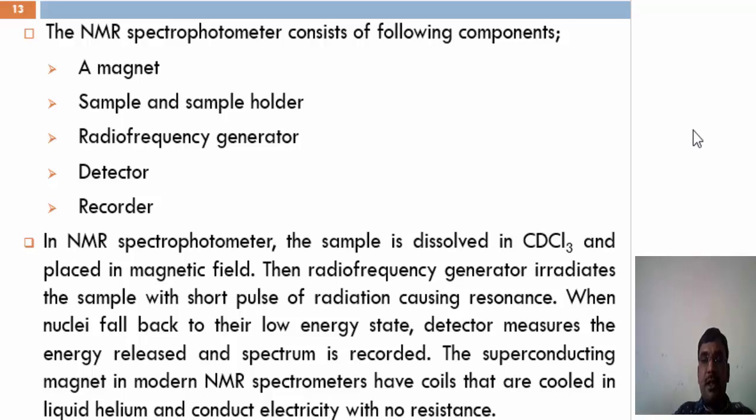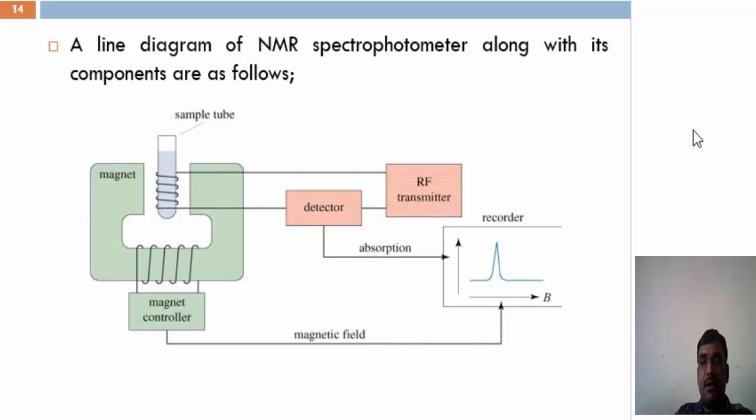In the instrumentation of the NMR spectrometer, there are the following sections. The first contains the magnet, the second is the sample holder, the third is the radio frequency generator, and the fourth is the detector. This is the sample that we put into this tube containing DMSO or DMF solvent. Here is the detector, here is the RF transmitter, and here we can see the peak of the given compound.